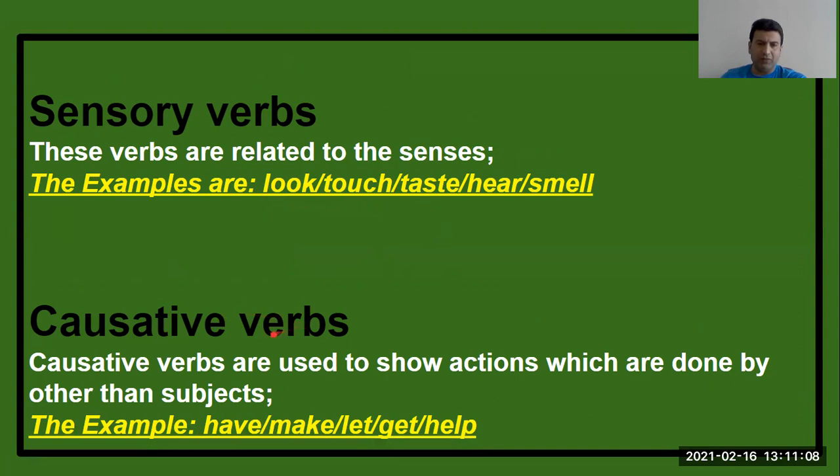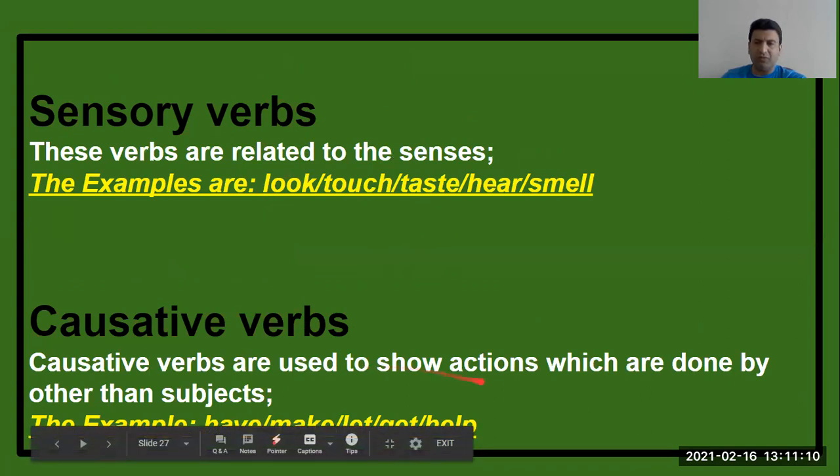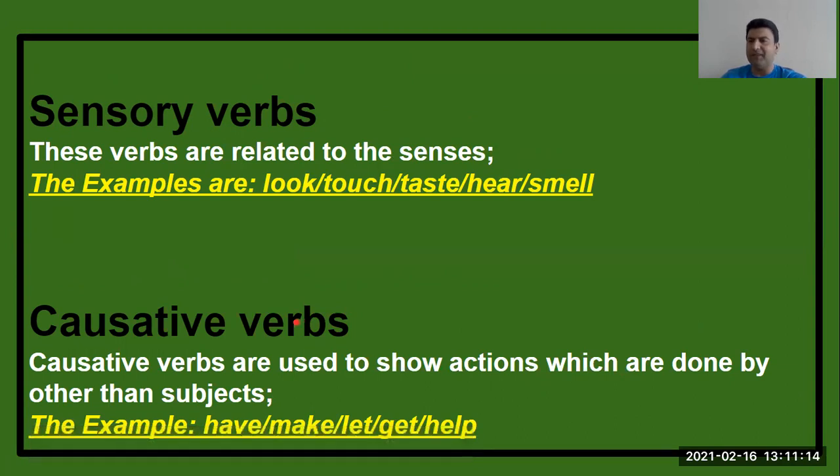Then we have causative verbs. Causative verbs are used to show actions which are done by someone other than the subjects. It means subjects do not do the actions. Instead, he or she wants the action done by someone else. The verbs are have, make, let, get. For example, when we say, I have my brother pay the bill, right? So it means my brother will do the act, perform the action, not I.